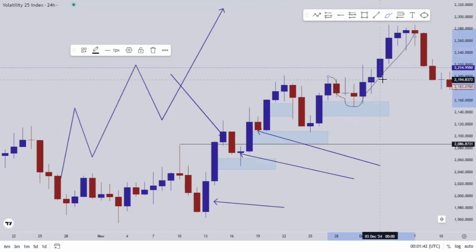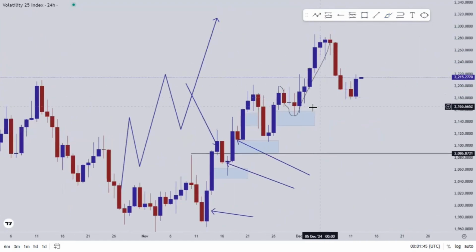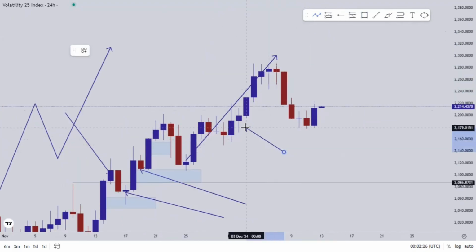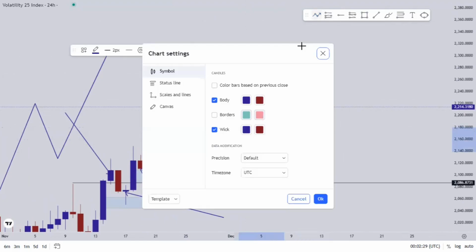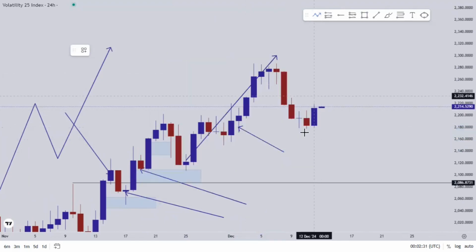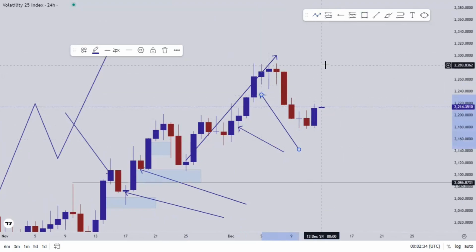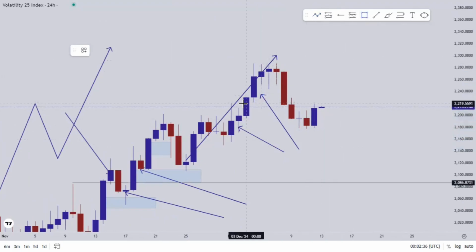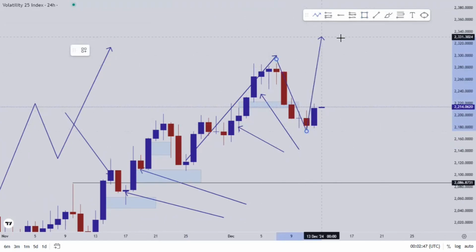Now, you can see that within this impulsive leg, we have an imbalance. That is the current price action. The only place you can see balance is between this candle and this third candle here. And you can see that there is an imbalance between this candle and this candle. That is what the price has come to rebalance before continuing in this overall direction.